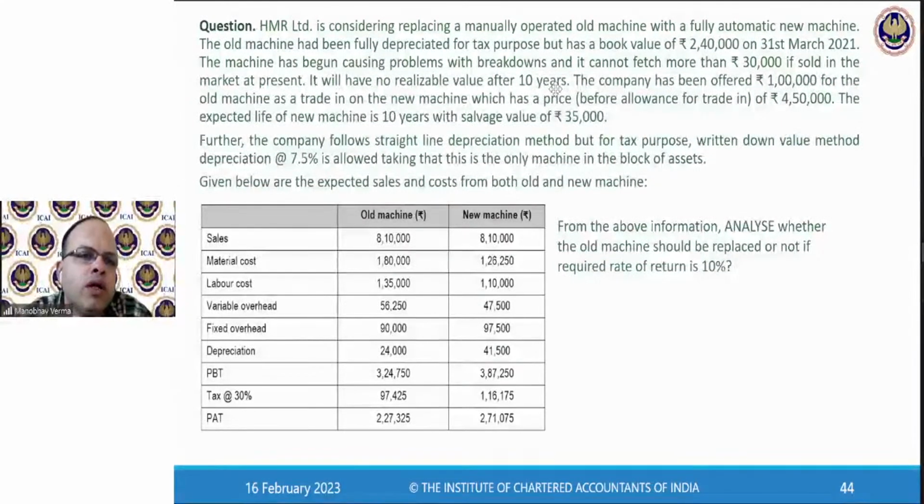Okay. So we are talking about some expected sales given from old and new machine. What is changing, guys? Let us highlight. Sales remain same. Material cost going down. Labor cost also slightly being reduced. So is variable overhead. Fixed overhead is slightly increased here. Depreciation, of course, increases. Profit before tax, very good, it's an increase. And then we have a tax and the profit after tax. We have to analyze whether the old machine should be replaced or not if required rate of return is 10%.